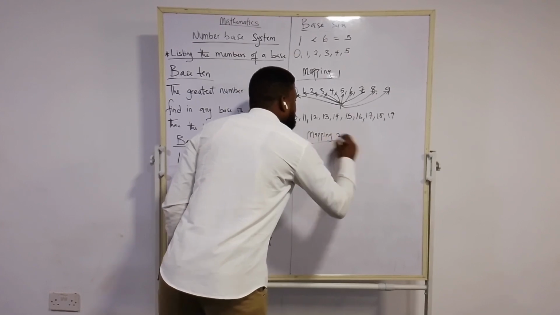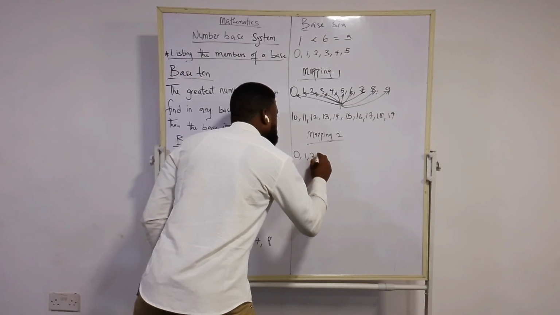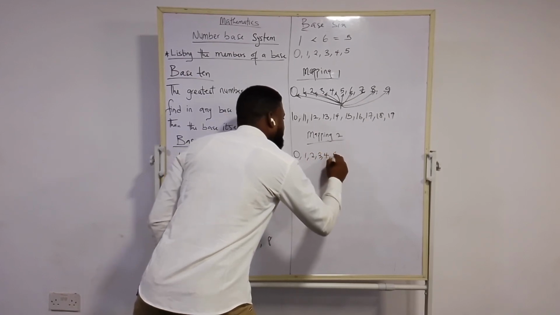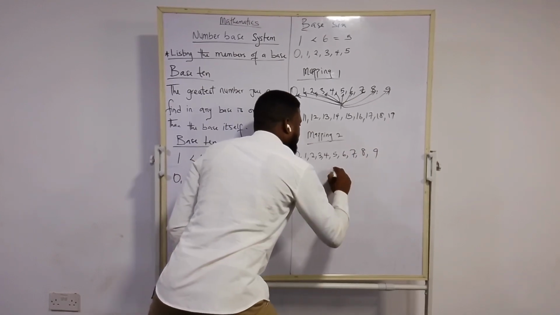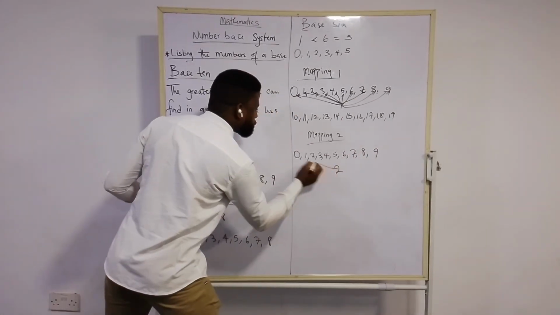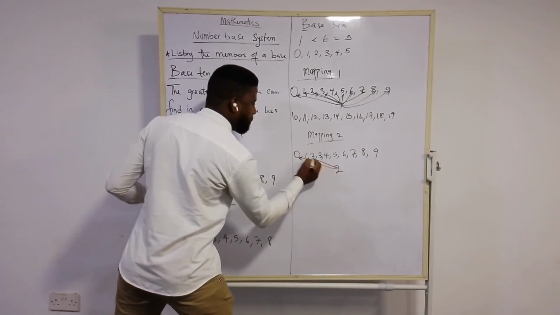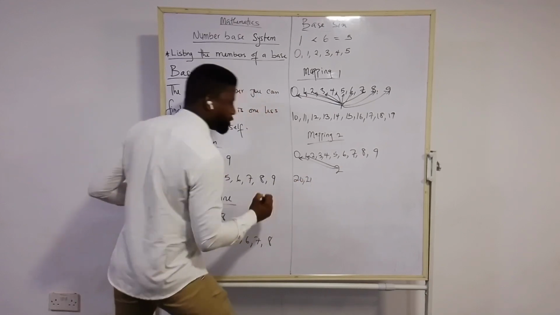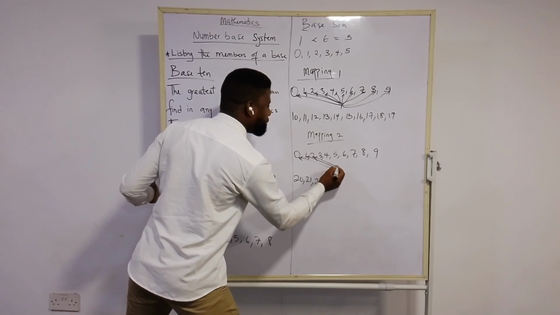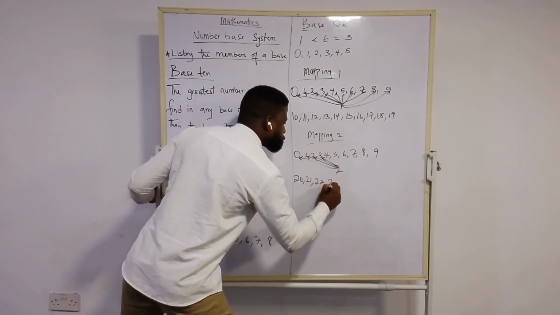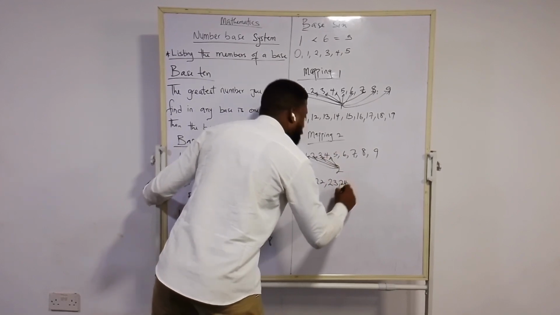Mapping 2, of course, write out the primary numbers, which are 0, 1, 2, 3, 4, 5, 6, 7, 8, and 9. Now we are mapping 2. First, map 2 to 0. That will give you 2, 0, which is 20. You map 2 to 1, that will give you 2, 1, which is 21. Map 2 to 2, that gives you 2, 2, which is 22. You map 2 to 3, that gives you 23. You map 2 to 4, that gives you 24.